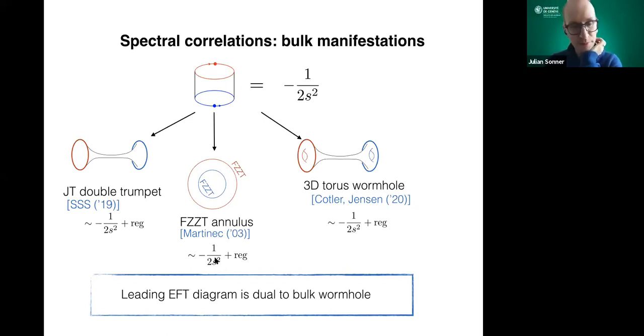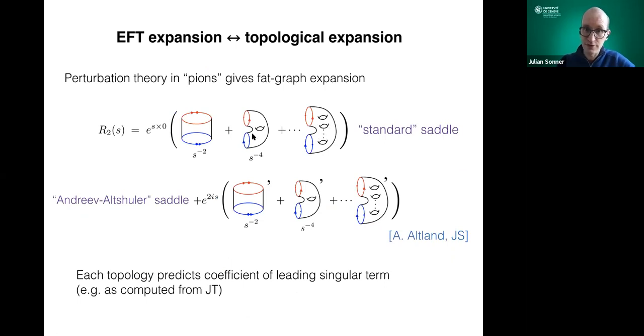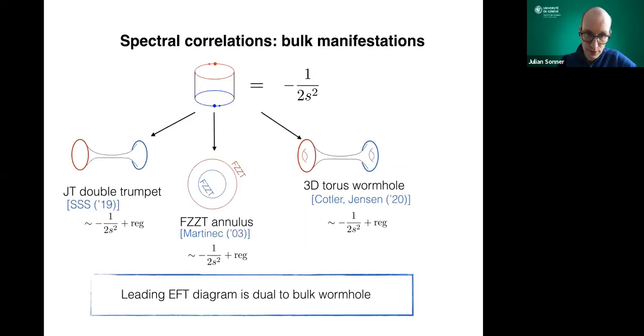So it also works. But perhaps more exciting, even in higher dimensions, these recent so-called 3D torus wormholes, supposed to be the higher dimensional analogs of this double trumpet, were proposed by Cotler and Jensen. Again, we expanded their result. You get a regular part, and you get precisely the coefficient of -1/2. We already had reasons, from how the theory is set up, to believe that this gives you the leading wormhole contribution in all of these theories. But it's nice to see that in each case where it should work, it does work. So the leading EFT diagram is dual to the contribution of the bulk wormhole with trivial topology. You could also have non-trivial topologies, but I don't think I have time to get into it. You can probably imagine that those have to do with the higher topology diagrams in our effective field theory as well.